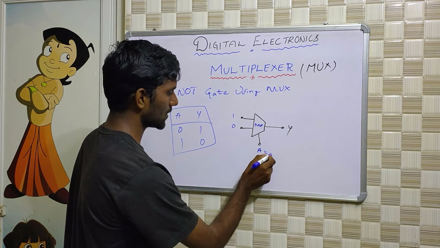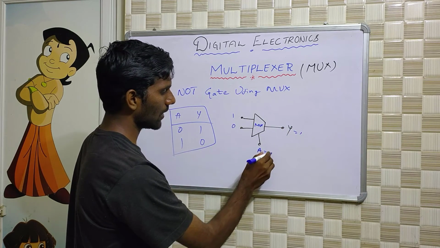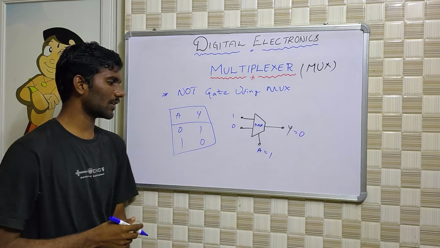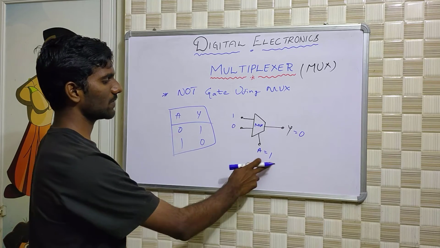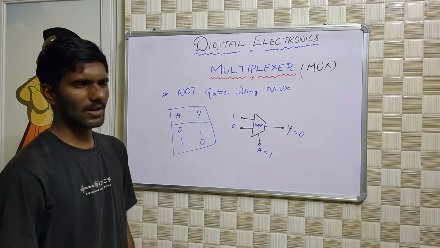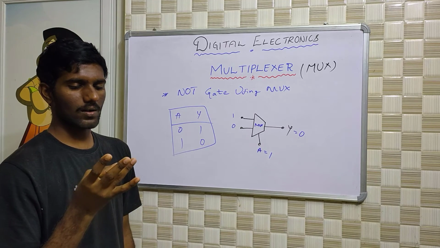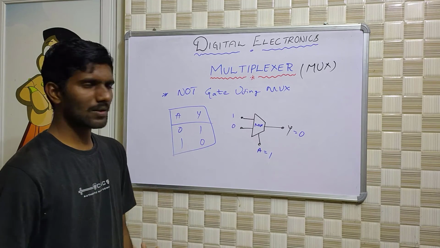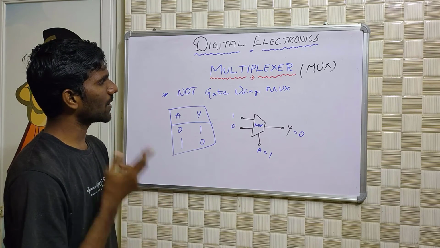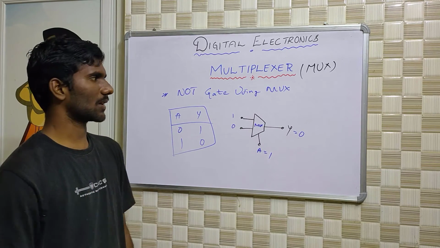So if I give 0 as input, the output will be 1. If I give 1 as input, then output should be 0. So that is our inversion concept. So we implemented the NOT gate also by using mux. If you are able to implement AND or NOT, then we can implement NAND, NOR easily, isn't it? Because of that, multiplexer is also called a universal logic circuit.